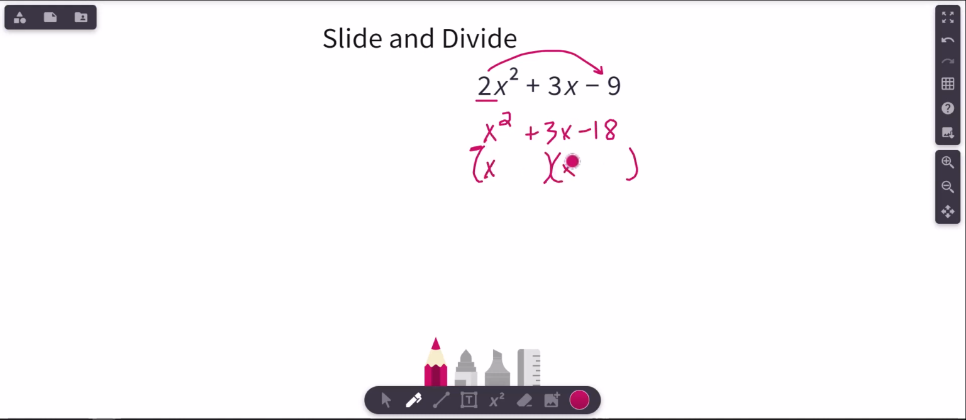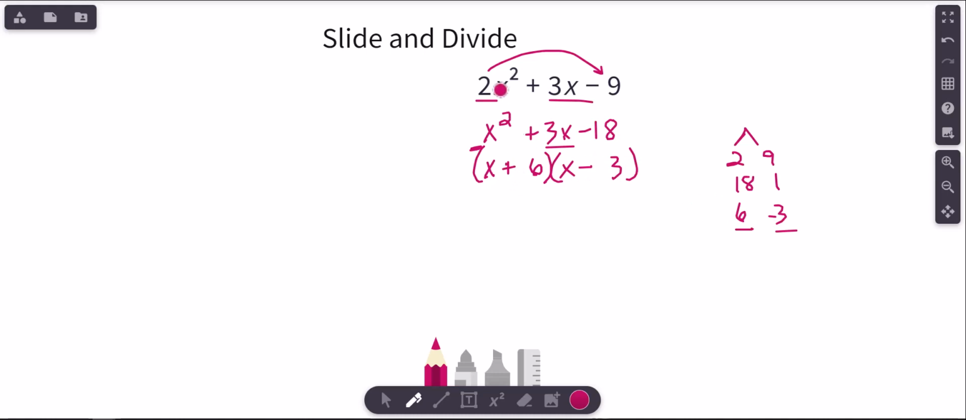That's going to be x plus or minus something, x plus or minus something. One will have to be plus, one will have to be minus. We need two numbers that multiply to 18, so we've got 2 and 9, 18 and 1, 6 and 3, but we also need those two numbers to be able to combine to give us 3x. That would be 6 and 3. 6 would be positive, 3 would be negative, so that we end up with a positive 3.